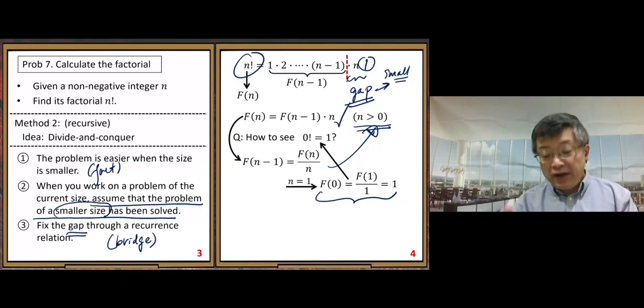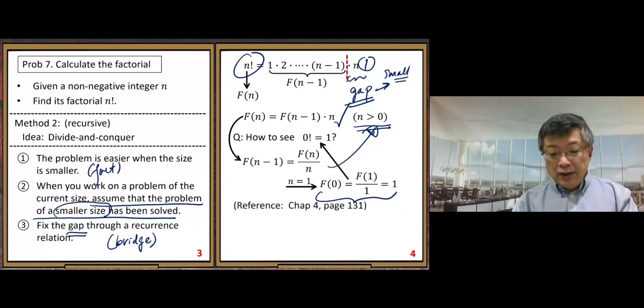So if you explain in this way to your friends, I think you will get a very good understanding for the justification. All right, the reference, chapter 4, page 131, in our textbook.